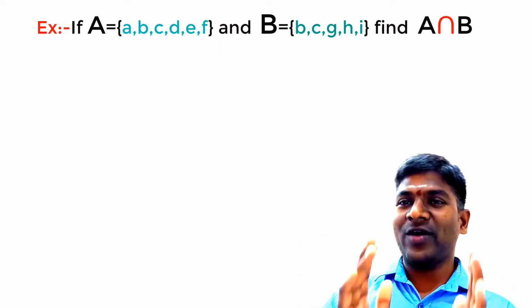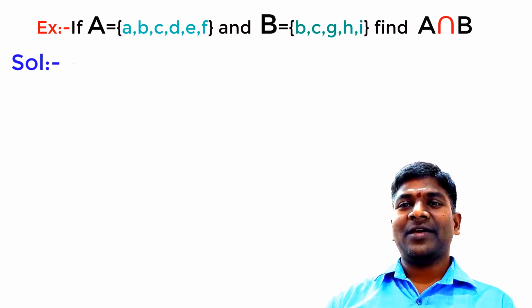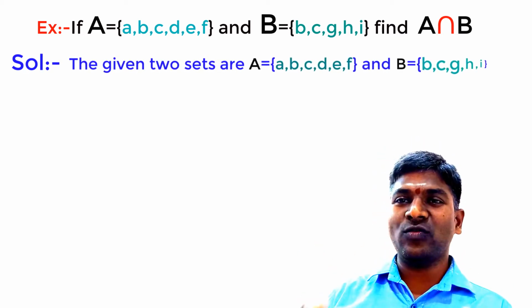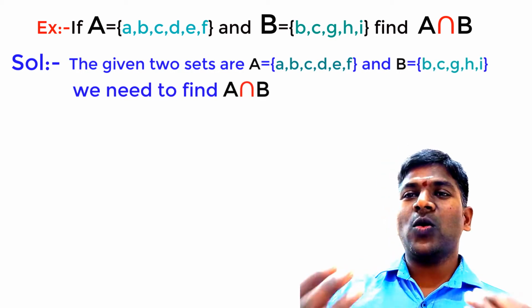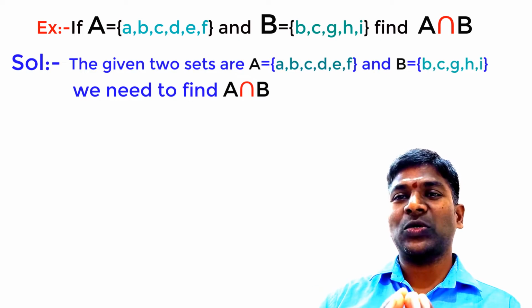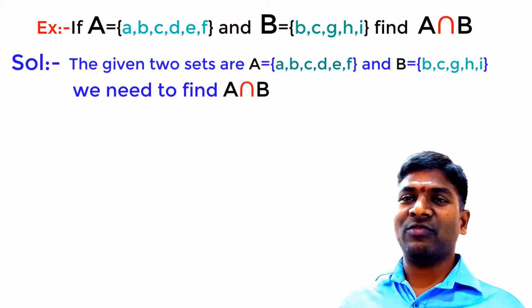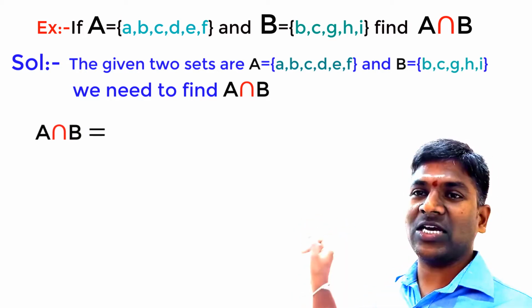Now we have to find the intersection of A and B. See children, here what are the sets given? A and B. What we have to find? Intersection of A and B. How is intersection of A and B denoted? Very good. By A intersection B. We write A intersection B. Now A intersection B is equal to.